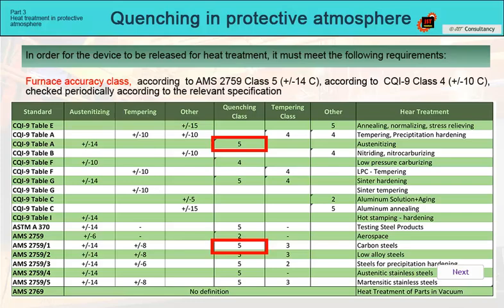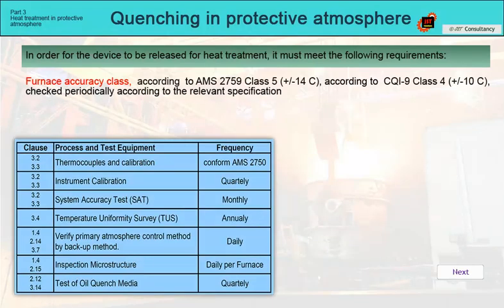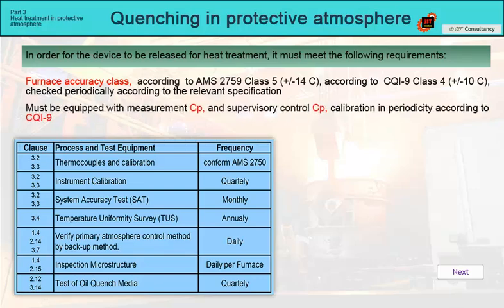The measurement of TUS, Temperature Uniformity Survey, and the measurement of temperature accuracy SAT, System Accuracy Test, must be carried out in the periodicity according to AMS 2750 in the current version, or according to another relevant specification such as CQI 9. The furnace must be equipped with a carbon potential measurement and its supervisory control, with calibrations in the periodicity, according to CQI 9, once every 3 months.